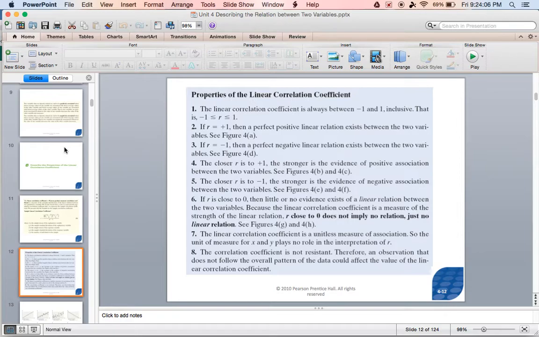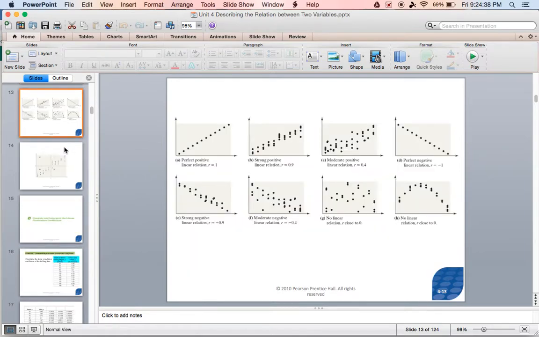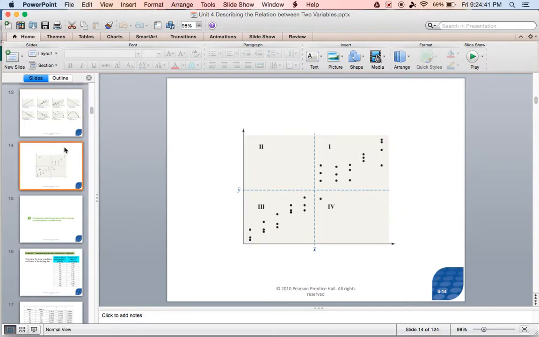Now here are some properties. Key is that r ranges from -1 to 1, where 1 is positively associated and -1 would be negatively associated. There's really no variation off a line. The closer to 1 or -1, the stronger it is. 0 means there would be no linear correlation. Now it doesn't imply no relation, just no linear relation. Here's an example of a positive linear correlation.